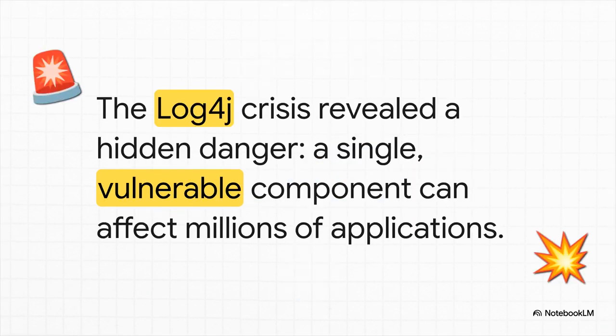I mean, if we needed a wake-up call, the Log4j crisis was it. It was a massive, blaring alarm. A single, tiny, and totally common logging library was found to have this critical flaw. And just like that, millions of applications were suddenly vulnerable. It proved without a doubt that one bad ingredient buried deep in the software supply chain could have absolutely catastrophic results. This is the problem we're here to solve.